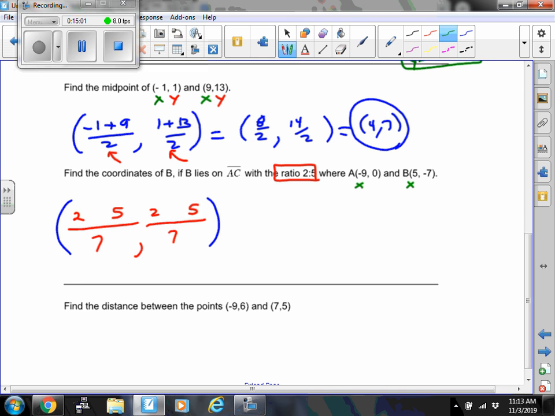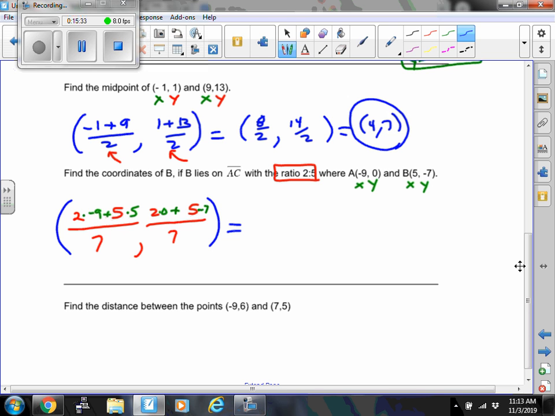So x is negative 9 and 5. So 2 times negative 9 plus 5 times my other x, which is 5. Be careful, make sure you write that, because when I'm grading you, I can look and see what small errors you might be making, like switching the numbers around. Now I'm going to do my y's. Y: 2 times 0 plus 5 times negative 7.